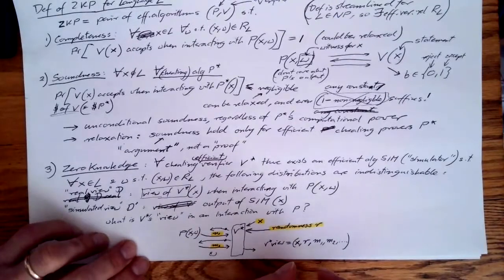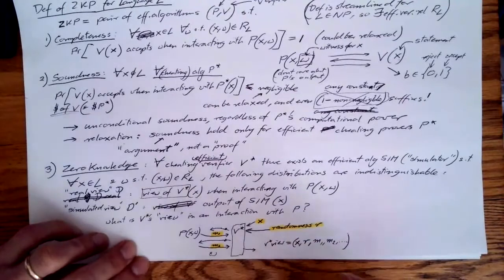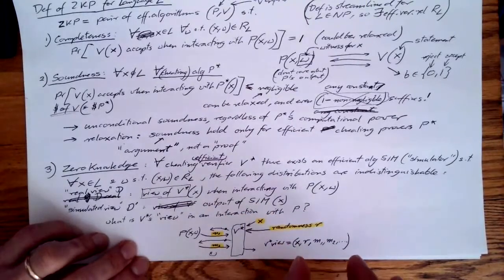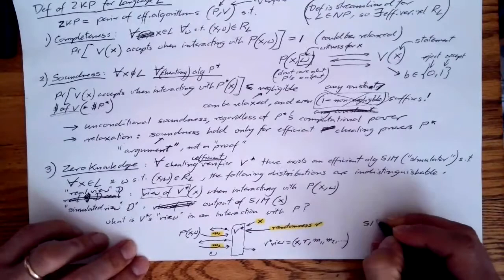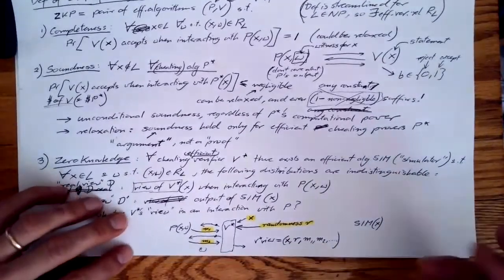And everything is some efficient function of the stuff. So without loss of generality, we don't really care about V star's final output because it's efficiently computed from the yellow stuff anyway. So it is just the yellow stuff. It's everything that V star sees in this execution. The simulator on X will need to replicate this view.